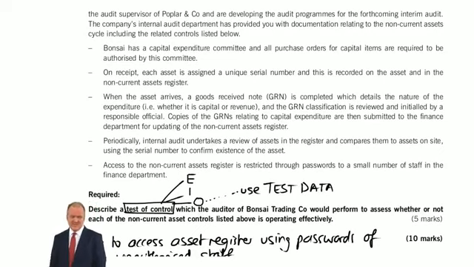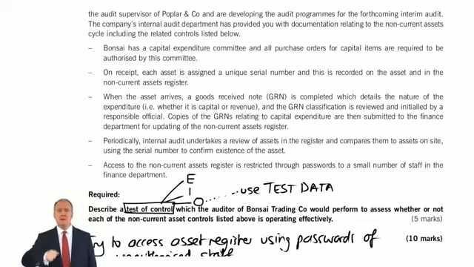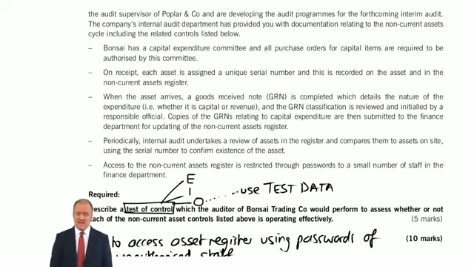On receipt, each asset is assigned a unique serial number. Is it now? And this is recorded on the asset and in the non-current assets register. Observe arrival of assets to verify this happens. Go and pick a sample of assets and check that number 1, there is a serial number on it, and number 2, it is the same number that is in the asset register.